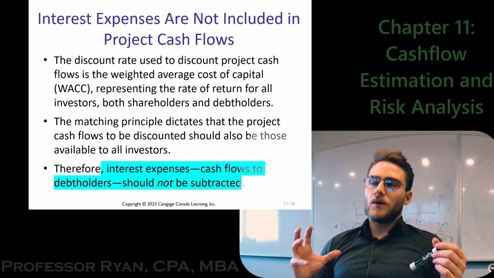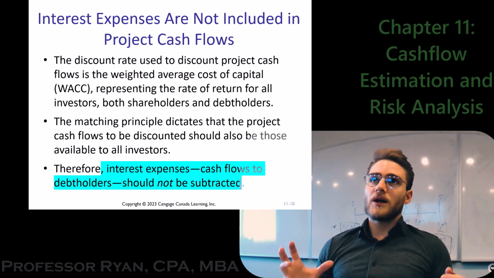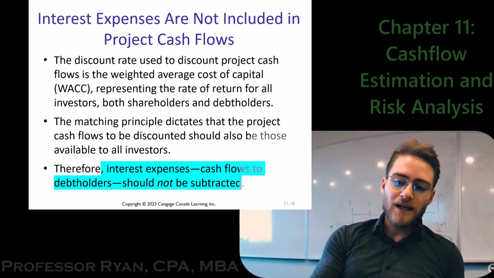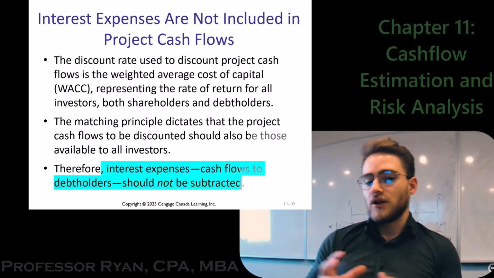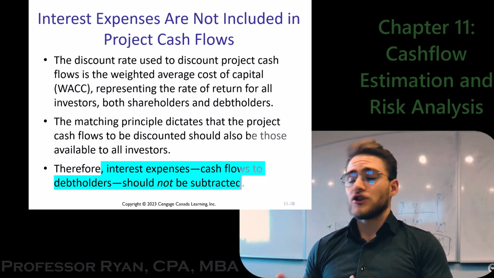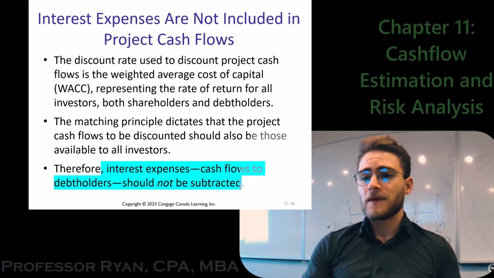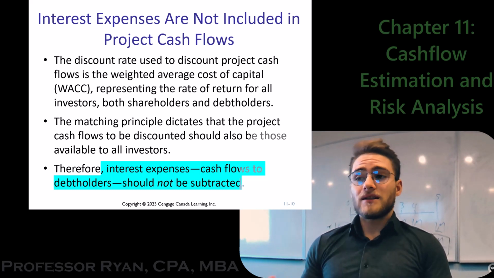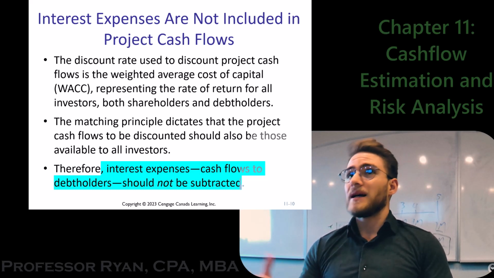And when we want to present value a project, what we're trying to understand is what is the present value to all investors. And always remember that your debt holders are investors just as much as your shareholders are, right? Your debt holders, maybe they don't get paid dividends, but they do get paid interest, right? And you have to pay them interest.